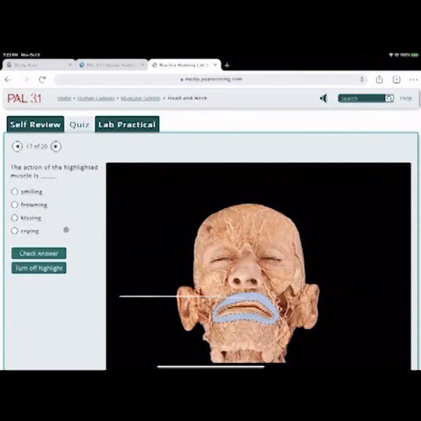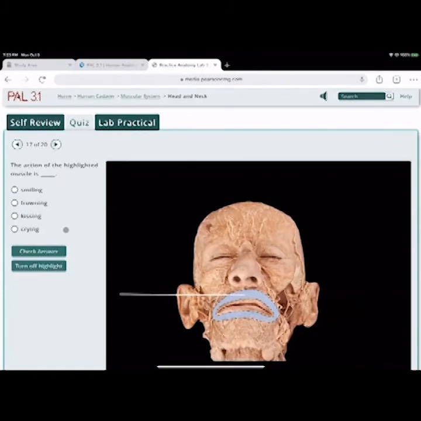17. The action of the highlighted muscle is doing what? Okay, what muscle is that, first of all? Orbicularis oris, right? Round string muscle around the mouth. When that muscle contracts, what happens? It contracts the muscle around there. I would say it makes a hissing motion. Brings your lips together. There you go. Good.